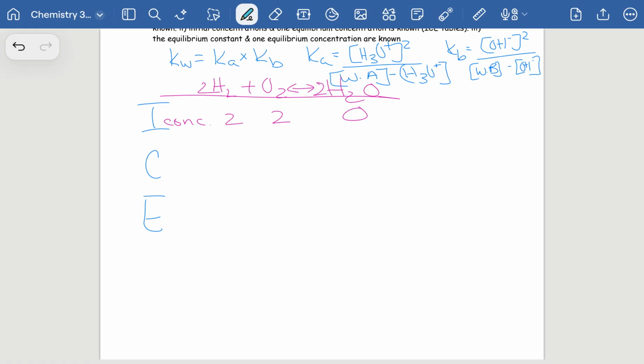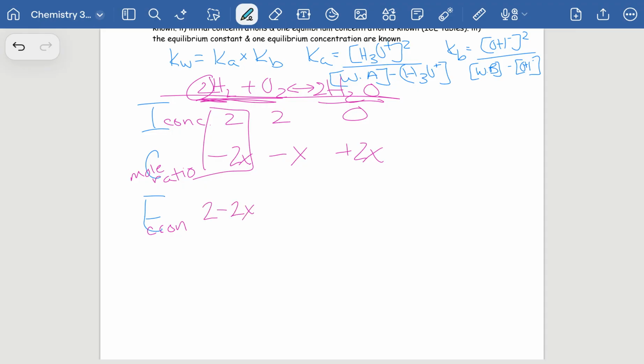Then your change is based on your mole ratio. This is where we're going to introduce the variable. Reactants are used up, so you're going to subtract them based on the mole ratio. So minus 2x, minus x. Products are being formed, so you add them. Now your equilibrium, this is still your concentration, but to get it, you add what you have above it. So this would be 2 plus negative 2x. So we have that, and we have that.